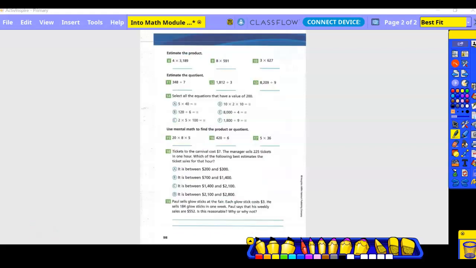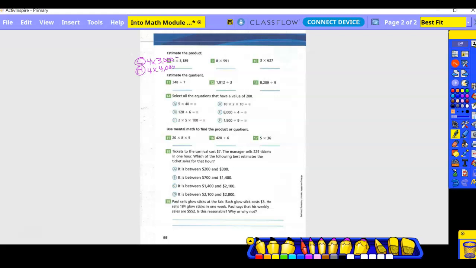All right, on 8 through 10, we're estimating the product. So what do I need to do? I need to do a low and a high and then pick which one would be the best, right? So low, high, I'm going to take 4 times, what's my low? What's 3,189 between? 3,000 and 4,000.